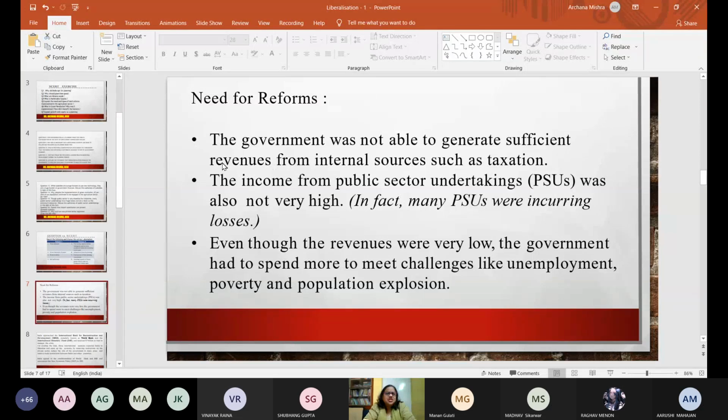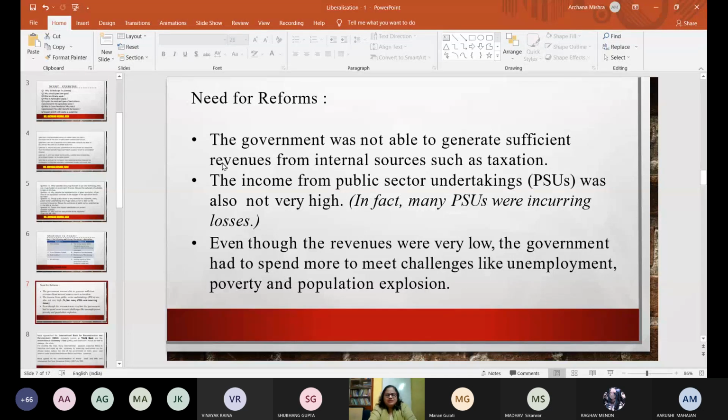Why reforms? Why the new economic policy for $7 billion loans, structural reforms and stabilization measures? So the need for reforms: the government was not able to generate sufficient revenue from taxes. The expenditure was more than taxes. Let's quickly recap what all we have done. Then our PSUs were draining money from the exchequer. There were 6 PSU units. They were sick. They were referred to the International Bank for Reconstruction and Development, I mean, the bank for financial revival of these PSUs.